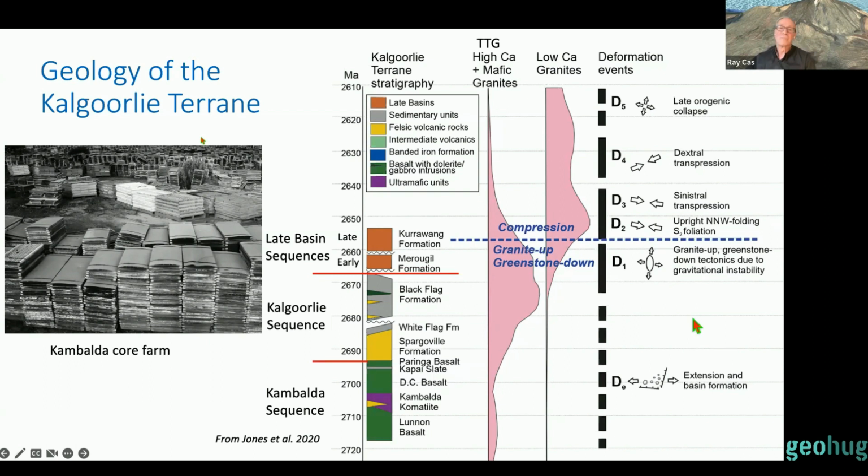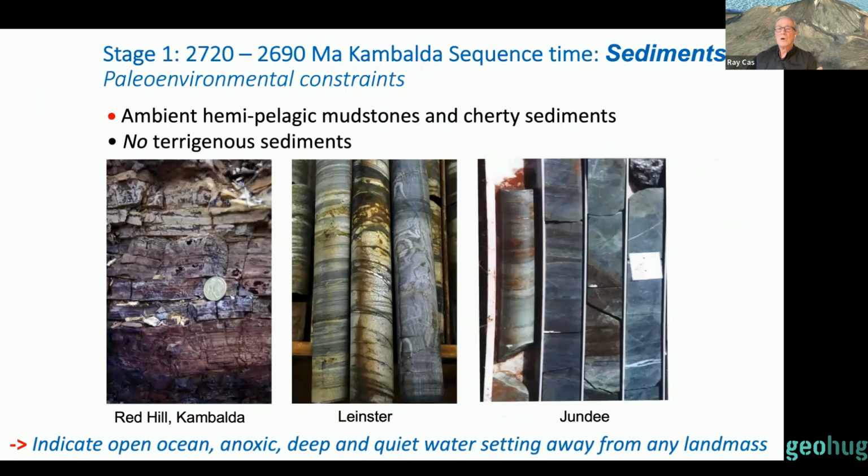of granitoids. Now, to get a better understanding of the geology of the Kalgoorlie Terrane, what I'd like to do is go through the principal lithofacies that are represented in each of these major sequences. And so we'll begin with the basal Kambalda sequence ranging from 2720 to 2690. We can call this, if you like, stage one in the evolution of the Kalgoorlie Terrane. And we'll begin in each of these stages with summarizing the characteristics of the sediments, the ambient sediments.